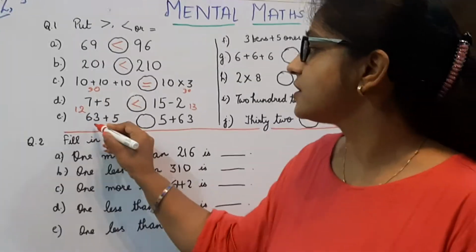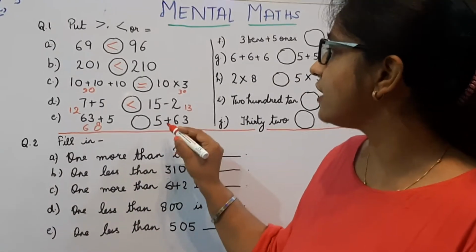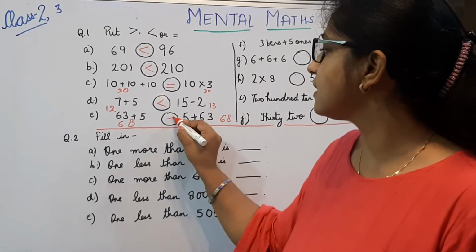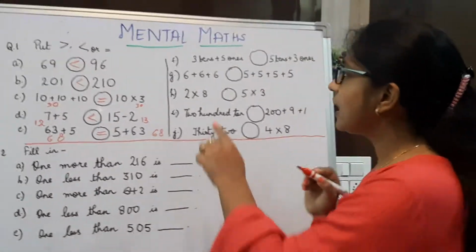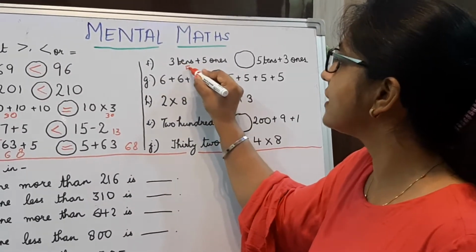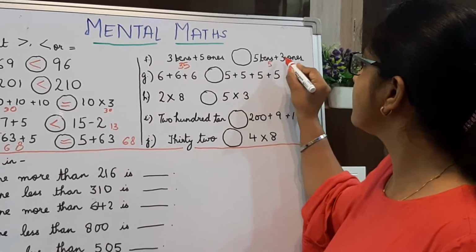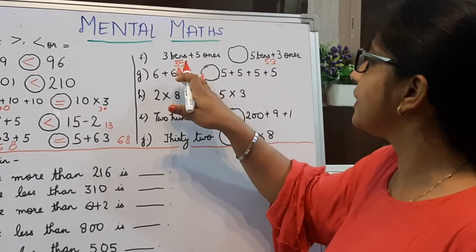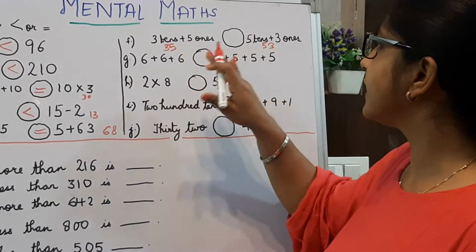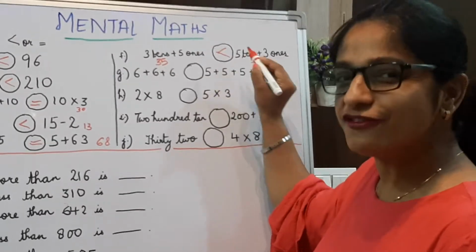63 plus 5. This becomes 68. Okay, this is 63 plus 5, this again becomes 68. So 68 and 68 are equal. Come here. 3 tens plus 5 ones, that makes 5 in the ones place and 3 in the tens place, 35. Here are 5 tens and 3 ones, so here is 35 and here is 53. Which one is greater? 53. So the crocodile is saying, open my mouth on 53.